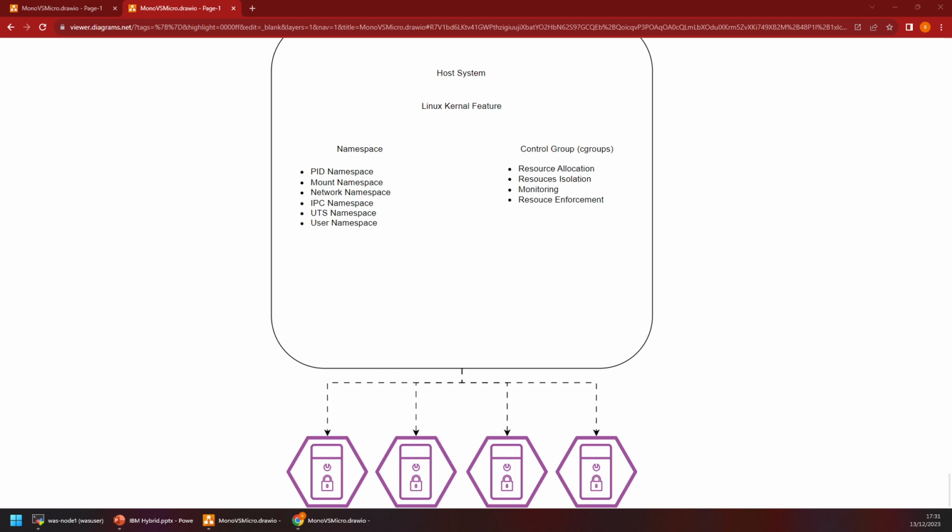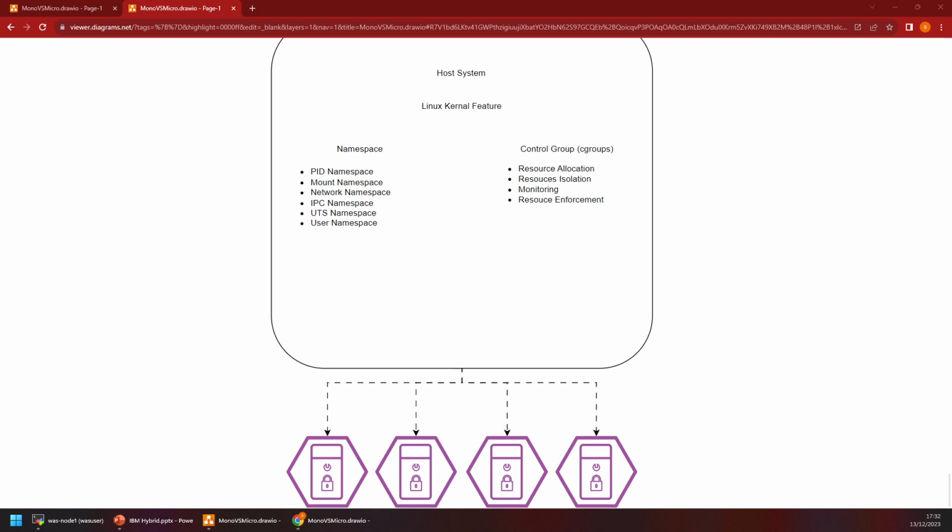The next one we are going to talk about is UTS namespace. The UTS namespace isolates the host name and NIS domain name. Containers can have their own unique host names. The next one is user namespace. User namespace provides user and group ID mapping. This allows a container to have its own users and group IDs separate from the host.